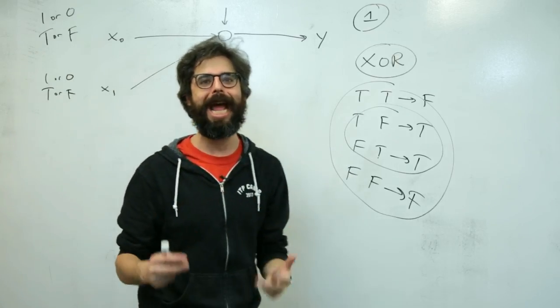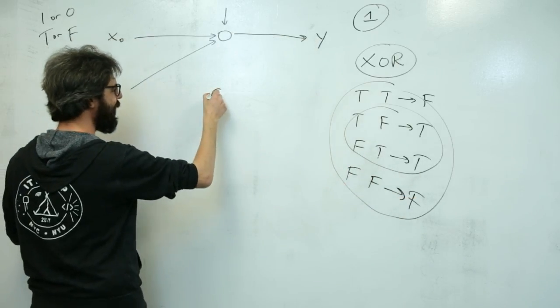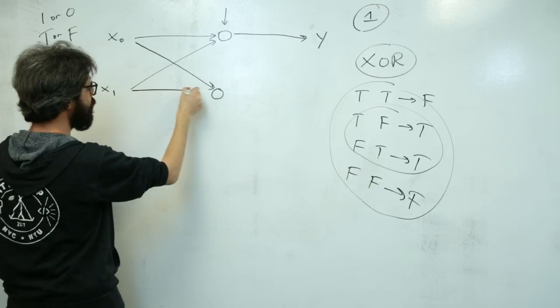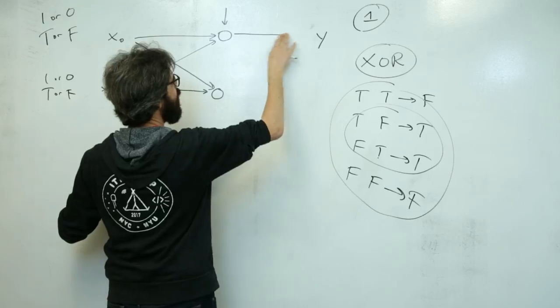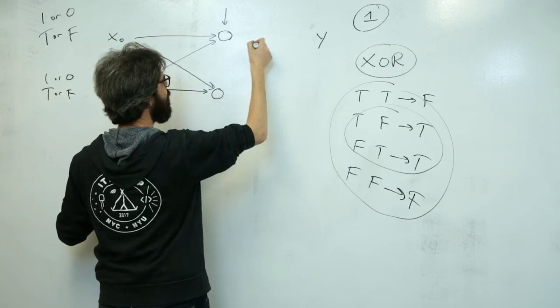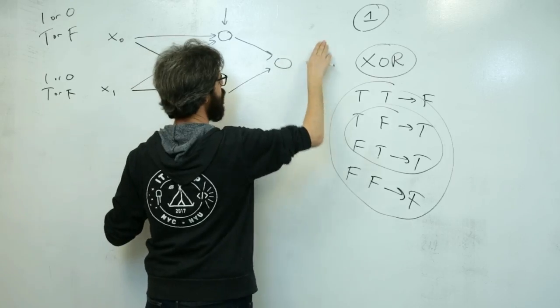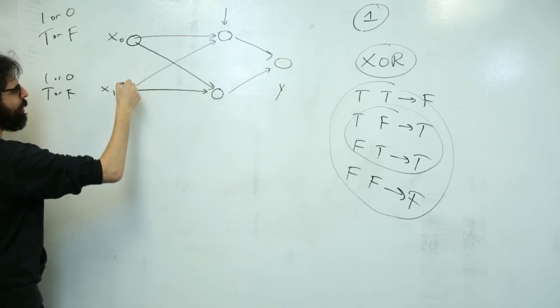This is where we need a multi-layered perceptron, meaning we need a second perceptron. We need to send both inputs into that as well. And then both of these need to be sent into the output known as Y. So I'm actually going to rewrite this. I'm now going to draw this like this.